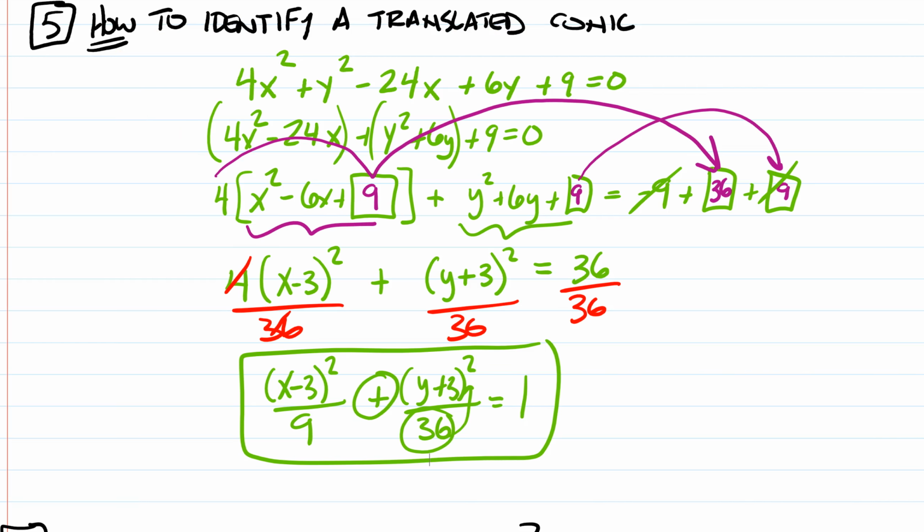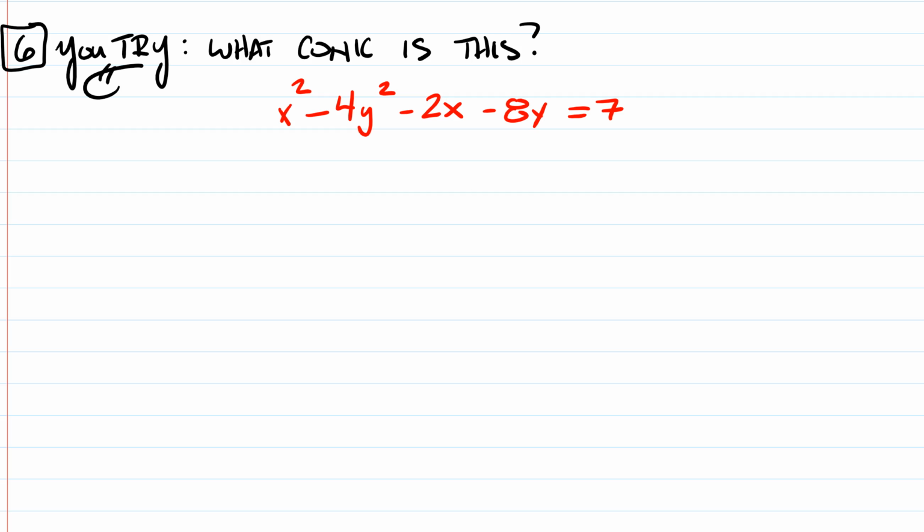You're going to have to do one right now on your own. Okay, here is your you try, box number 6. Tell me what conic section this is, and then tell me everything you can about it. There'll be a lot of questions about this one.